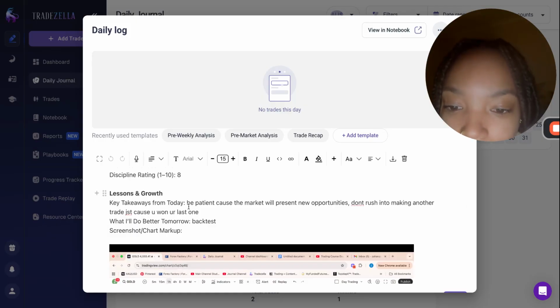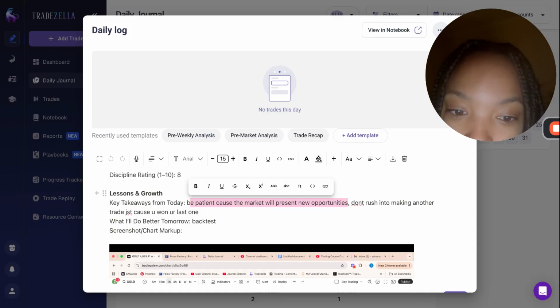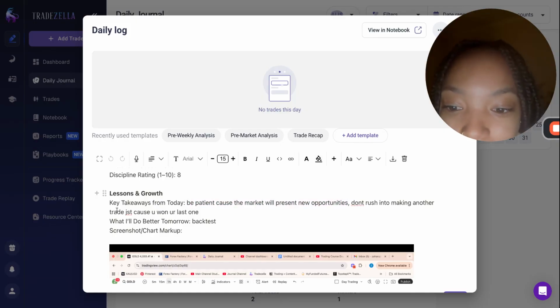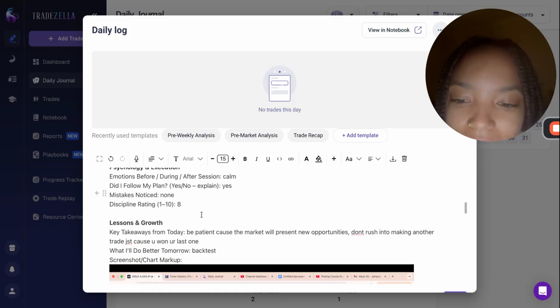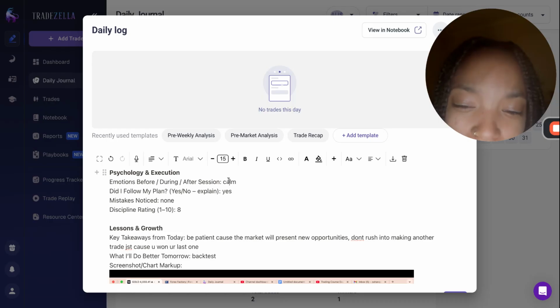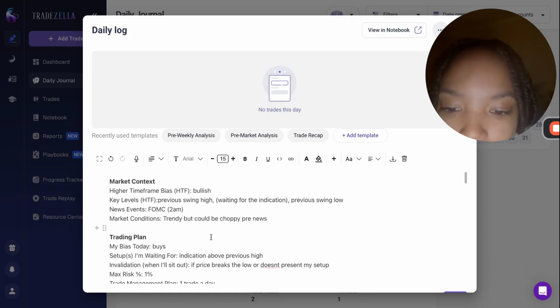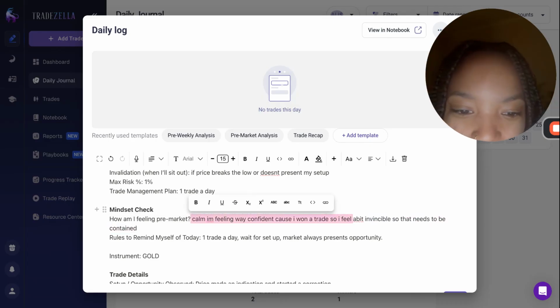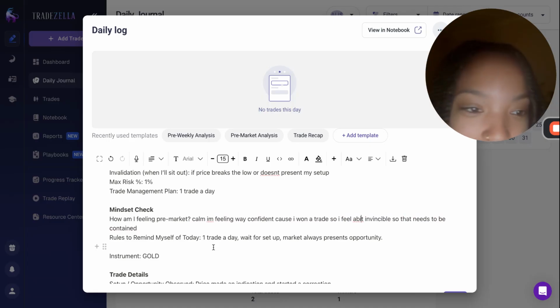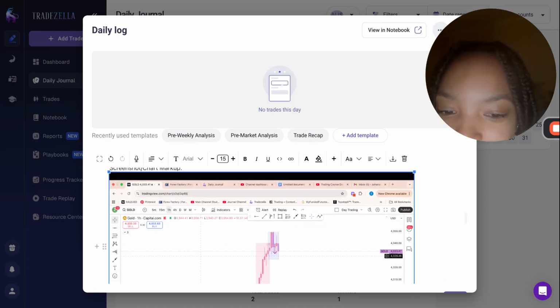And then my key takeaways from today is be patient, because the market will always present you opportunities, and don't rush into making another trade just because you won your last one. I talked a little bit about that this morning, how I felt a little bit invincible when I woke up. I was like, yes, I want to trade, I'm never going to lose again. Obviously that's not the case. My emotions were calm before, during, and after the session, but this morning I was feeling a little bit invincible, way confident because I want to trade. So that needs to be contained, which I did contain very well.